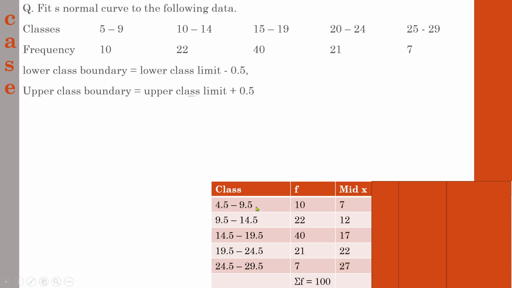So the mid-x of each of these classes is 7, 12, 17, 22 and 27. I hope you all know how to find the mid-x. Once you find the mid-x, you need to use the next one, d square. I am using that pattern, that method for computing mean. You can use any method for finding mean. D square means take the square of the deviations.